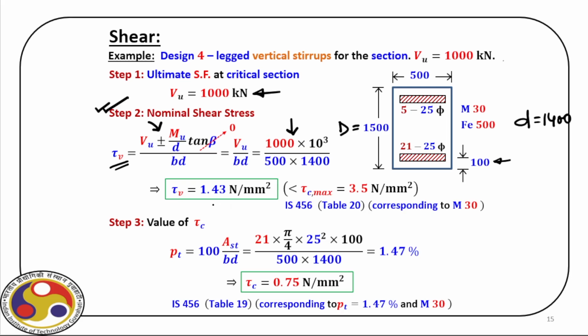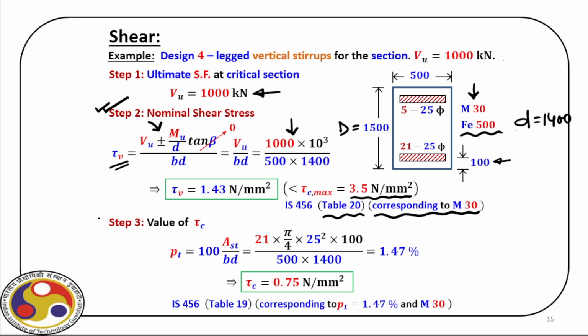So tau v in our case is 1.43 Newton per millimeter square. Now this RC section has M30 concrete and Fe 500 bars. So for this concrete, M30 concrete, from table 20 we get tau C max is 3.5 Newton per millimeter square. So our tau v is less than this tau C max. If it is more than tau C max, then we have to redesign the complete section again.